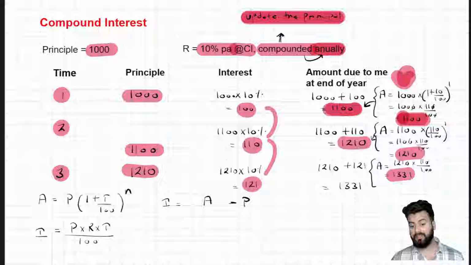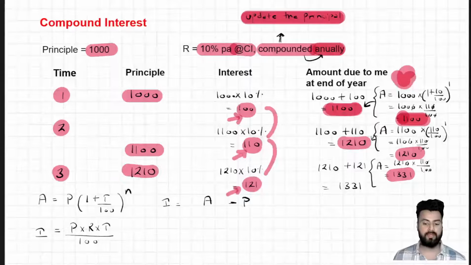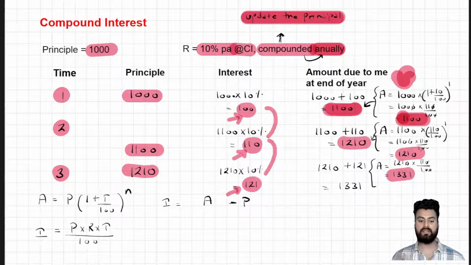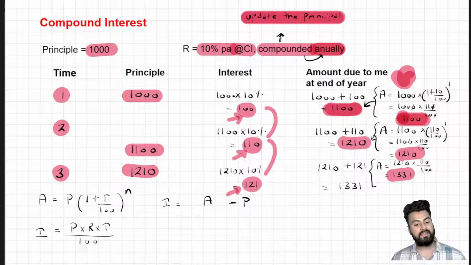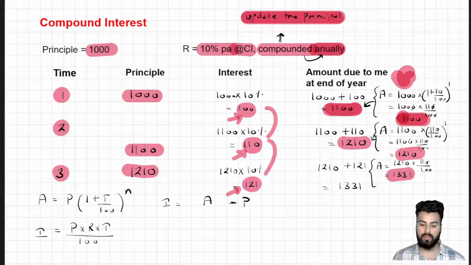Unlike in the case of simple interest, where the values of interest remain the same for any given year, you realize here the same thing is not happening. Compound interest in the first year was 100, in the second year it is 110, while in the third year it is 121. So the learning which we had in the case of simple interest is not applicable in the case of compound interest. These are some important points which I want you to keep in mind.